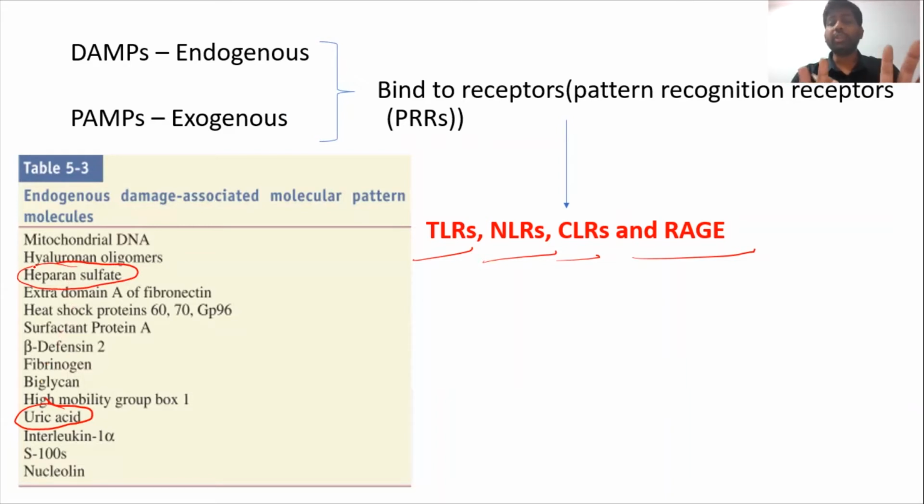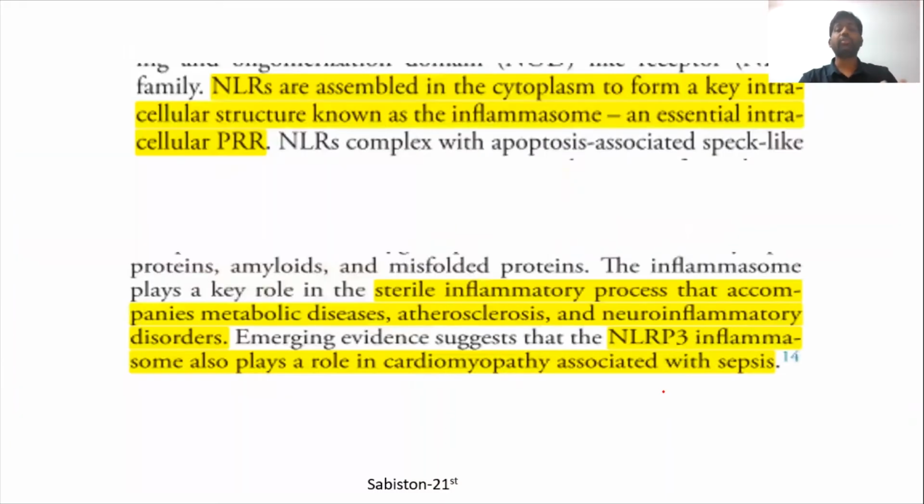Next, the molecules have bound to the receptors. Now, a few important points about a receptor that is the NOD-like receptor. Try to understand this statement, which has been taken from Schwartz. It clearly mentions that the NOD-like receptors assemble to form a structure which is known as the inflammasome. The inflammasome, I feel, is also a high-yielding MCQ. Why is the inflammasome important? Because the inflammasome is mainly responsible for the sterile inflammatory process.